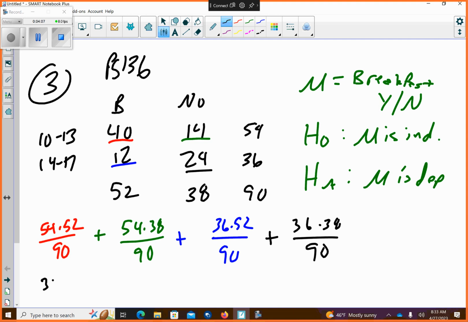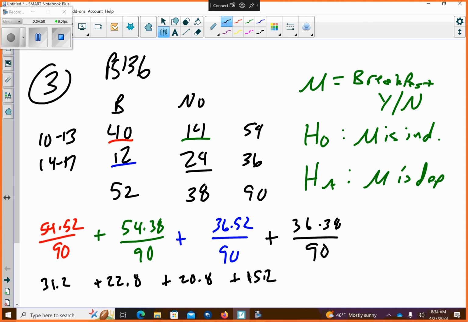So that's 31.2. 54 times 38 divided by 90, 22.8. And 36 times 52 divided by 90, that's 20.8. And then 36 times 38 divided by 90, 15.2. Oh my gosh, that's supposed to be a 5. That's supposed to be a 2. All right.